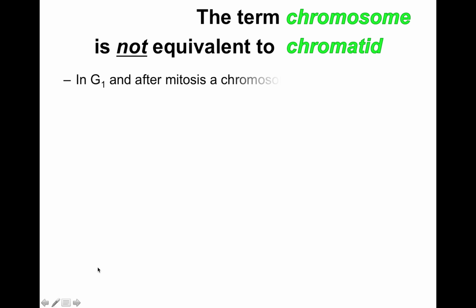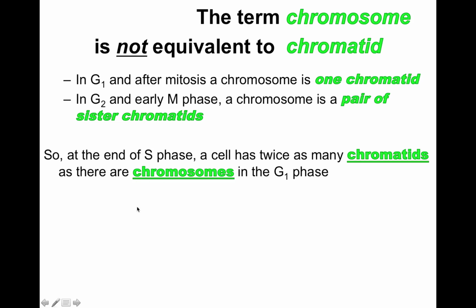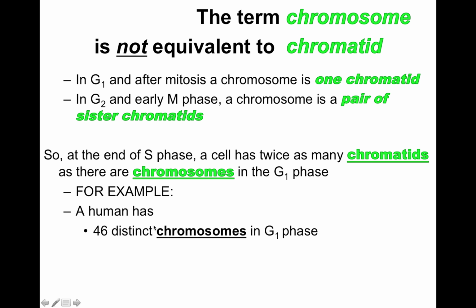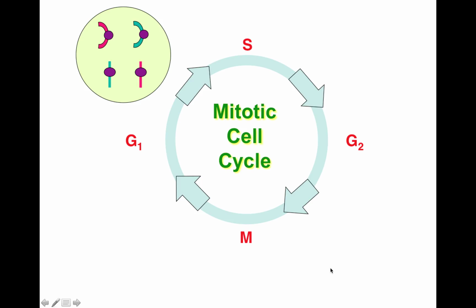The term chromosome is not equivalent to chromatid. In G1, after mitosis, a chromosome is a single chromatid. But after the S phase, in G2 and early M, a chromosome is a pair of sister chromatids. So at the end of S phase, the cell has twice as many chromatids as chromosomes. For example, a human has 46 distinct chromosomes in G1 and 46 pairs of sister chromatids in the S and G2 phases. If you draw it, you can understand it better.